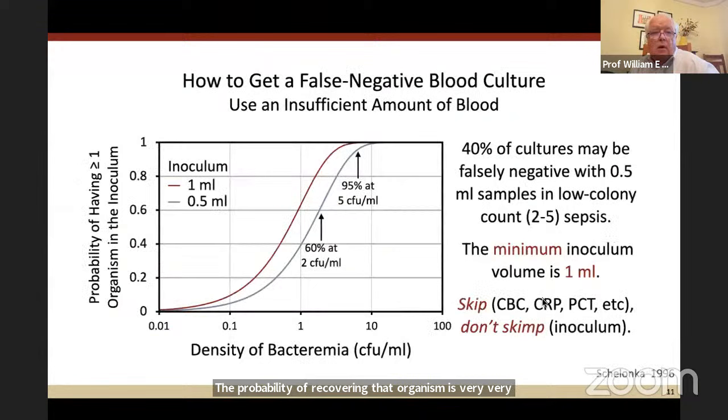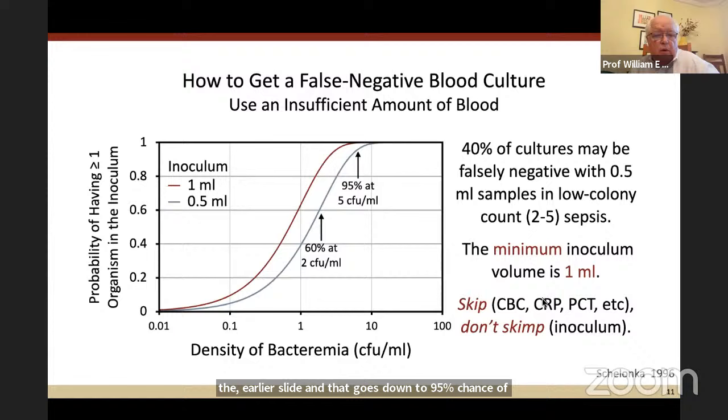So how do we go about getting a false negative blood culture? I'll give you two or three ways that we can achieve that result. The first approach is unfortunately very, very common, and that is that we might use an insufficient amount of blood. If we are looking at 1 milliliter samples, we can see that there's a 99% chance, as was shown on the earlier slide, and that goes down to a 95% chance of recovering the organism if we use only 0.5 milliliter samples.